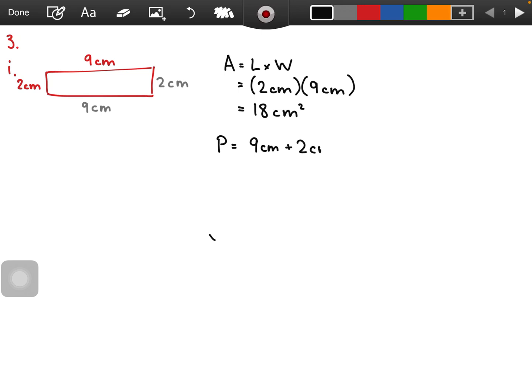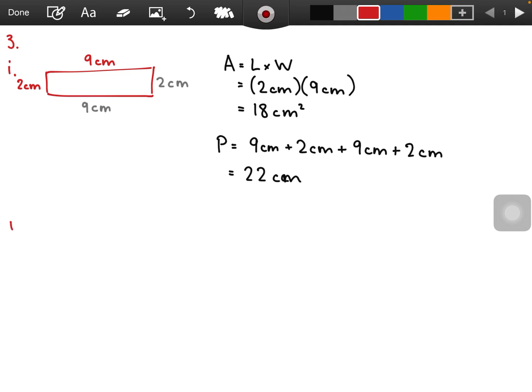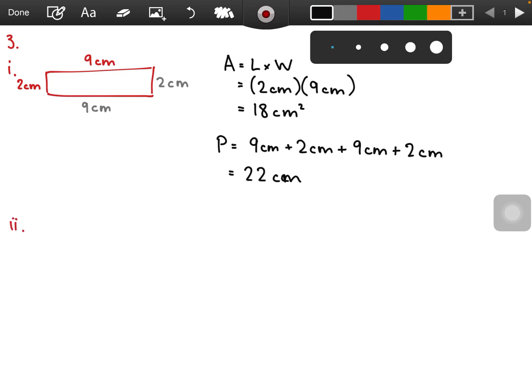And then what about the perimeter of this rectangle? Okay, so the perimeter is how I'd have to walk around the outside. So I can add my 9 centimeters plus 2 centimeters plus 9 centimeters plus 2 centimeters. Now you might have noticed that you can just add 2 times one length and 2 times the width. That's perfect as well. So when we do that, we're going to get that the perimeter is 22 centimeters. Okay, so that's that one.